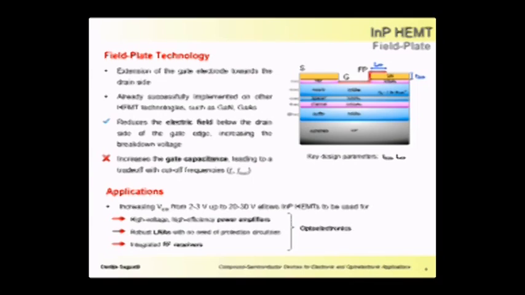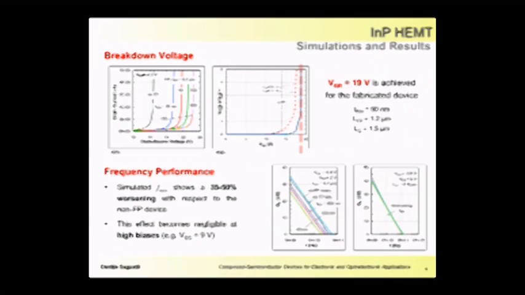Thanks to the improvement of the breakdown voltage up to 20-30 volts, you can use these devices for high efficiency power amplifiers, LNAs, and transceivers. Here you can see simulation and experimental results about breakdown voltage, which can be increased up to 19 volts as compared to 3.4 for the standard device.